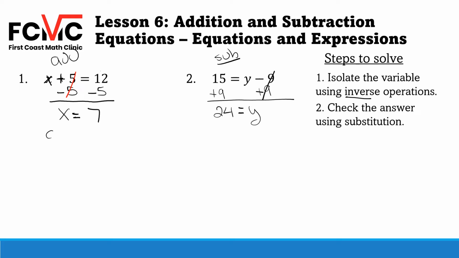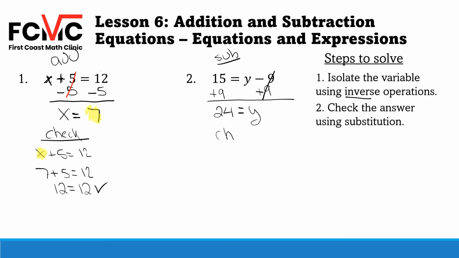So let's check for number 1. Our original equation is x plus 5 equals 12. The good thing about equations is we can always check our answer to make sure we're correct. We know x is 7, so I can take that 7 and put it back in for x. So I'll get 7 plus 5 equals 12. 7 plus 5 is 12, and I get 12 equals 12. So my left side and right side are equal, so that answer checks.